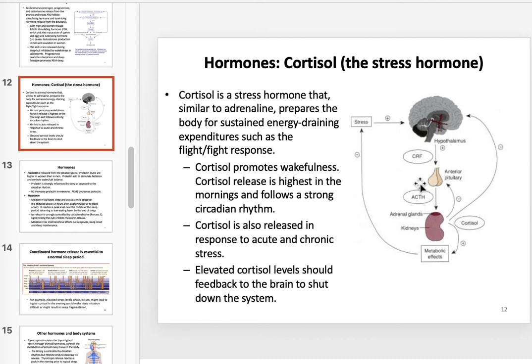But I don't want to test you on that. And I'm not going to. I just want you to understand that it's a sequence of chemical signals. And then it's going to reach the adrenal gland, and cortisol is going to be released. Cortisol is the stress hormone, essentially.